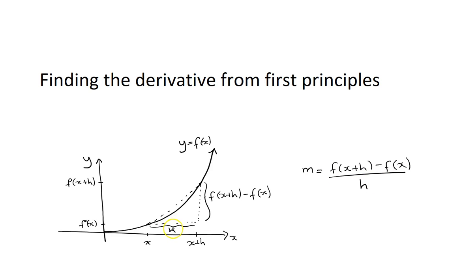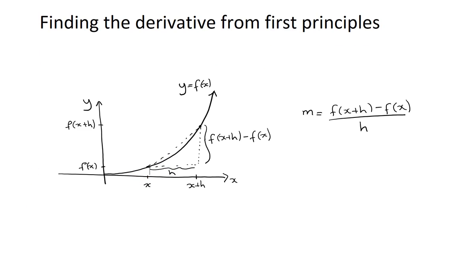If the value of h is made smaller, that's going to bring this point closer to our original point. And the smaller h is, the closer the point gets, and the closer the approximation to the gradient at x. So ideally, we want h to be 0, so that this point and this point effectively merge, and what we're calculating is the gradient at x.